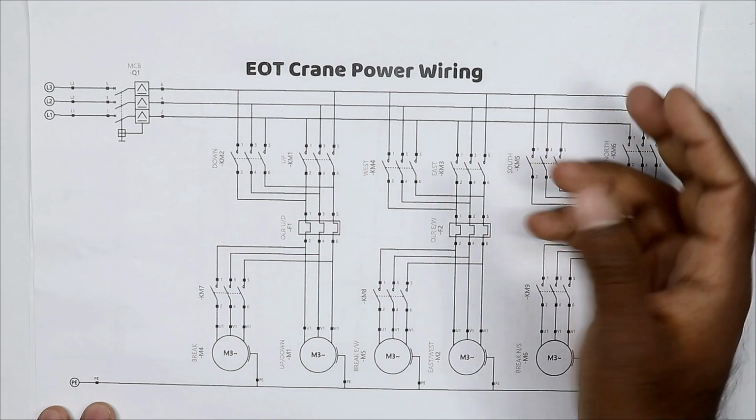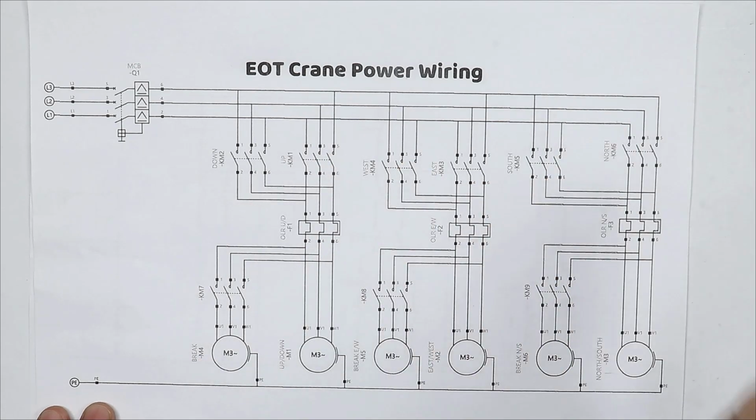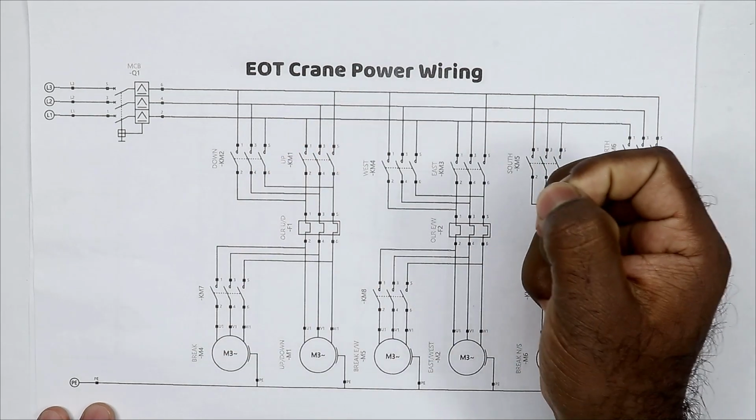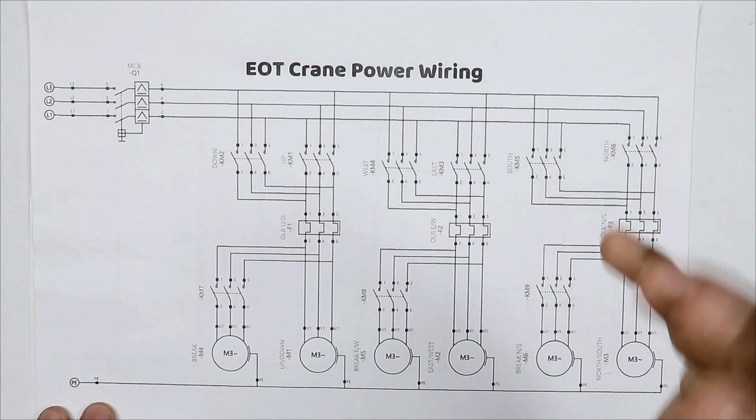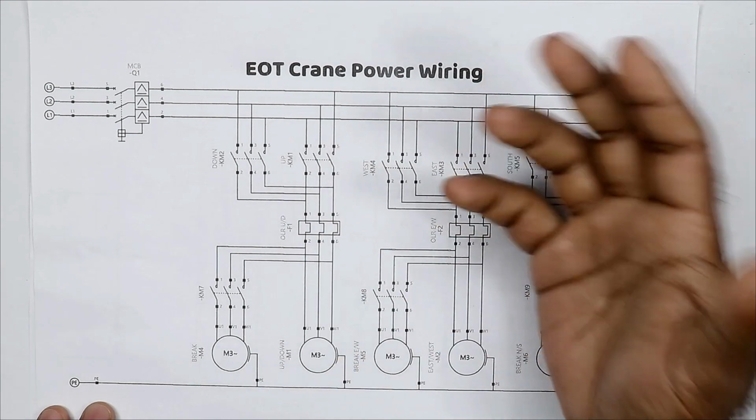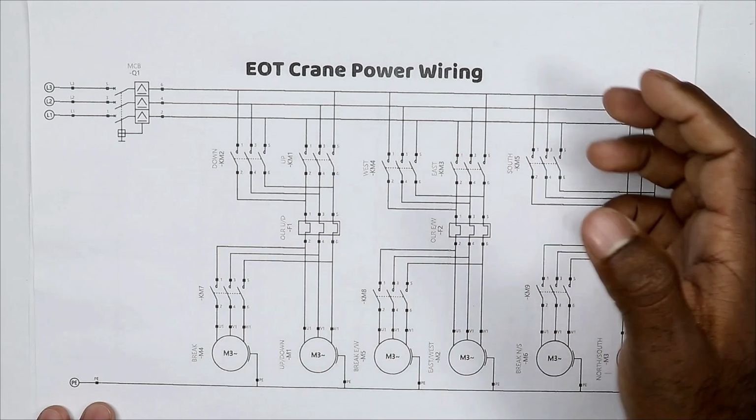Now we need to ask what the problem is. So we will ask the operator what the problem actually is. If you know exactly what the problem is, then troubleshooting will be easy for you. So you have to ask what the problem in the EOT crane is.